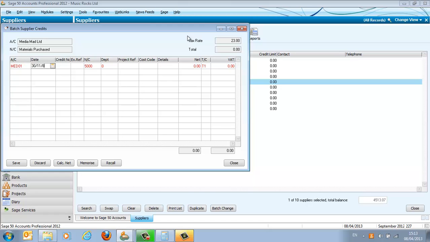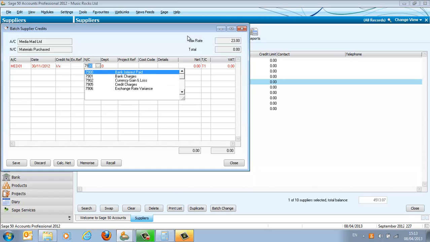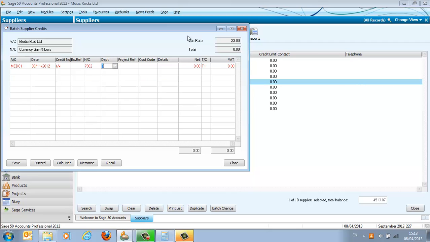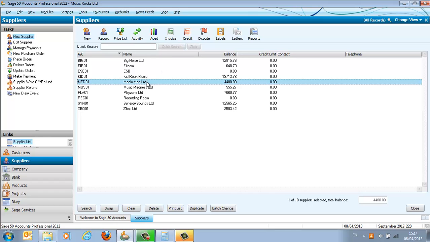Same date as the bank draft. FX as your reference, 7902 or 7906, as the case may be. Check the trial balance to see which one has been used. Department blank, project blank, cost code blank, details: FX gain. Now this is your credit note, it's an FX gain, and your figure, just like we worked out, is 113.07, T9. It's all done. Save. Close. Now if I look at Media Mad, it is now 4,400 and I can pay it.